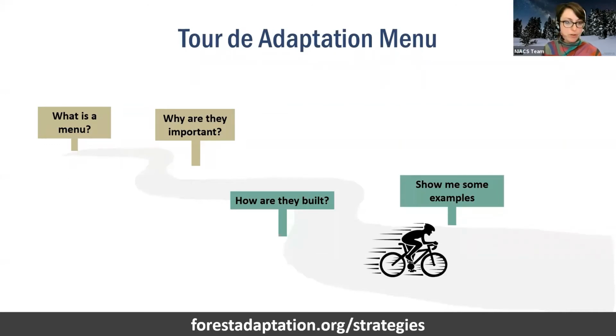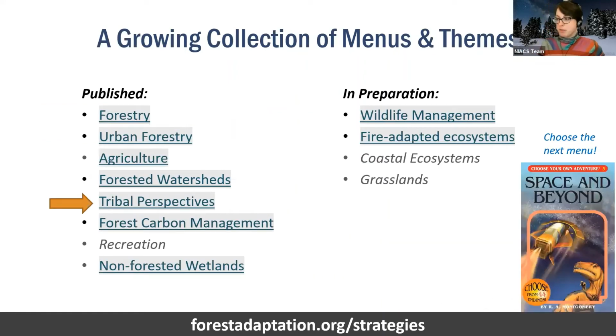Okay, so now we are cruising and we're ready to do example time. In this part of the presentation, I will go into a little bit more detail about each menu. So these are all the adaptation menus. These are actually clickable links, so you didn't get sick as I was scrolling through my massive slide deck. And so these are linked to the different vignettes about each of the menus. You can see that I have forestry, urban forestry, agriculture, forested watershed, tribal perspectives, which we'll talk about next, forest carbon management, non-forested wetlands, wildlife management, and fire adapted ecosystems.